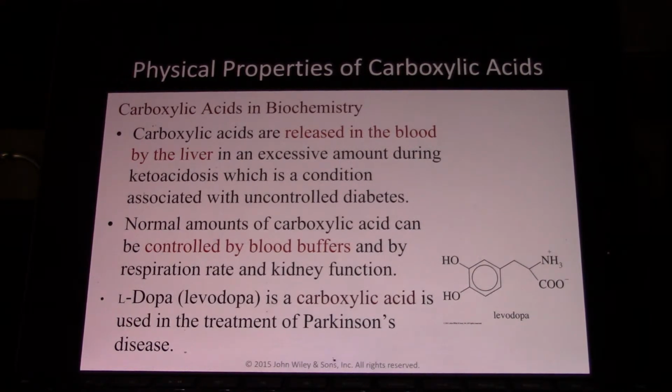It needs hospitalization. L-DOPA, levodopa. Here we see this compound. It's a carboxylic acid used in the treatment of Parkinson's disease. It's a prodrug for dopamine. And in the body, the carboxylic acid group gets removed, leaving dopamine, which is an essential neurotransmitter for many functions in the brain.